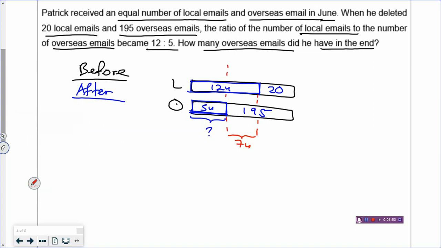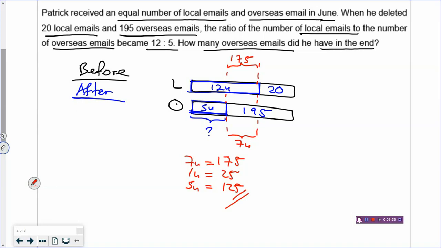And then you look at the whole numbers. What's the difference? 195 minus 20, the difference is 175, which means that your 7 units is the same as 175. So your 1 unit will be 175 divided by 7, and you will get 25. All right, so can you find how many overseas emails did he have in the end? Which is 5 units, so 25 times 5, and 125. So that's how you use the model to solve the problem, and it's a before and after. So in this problem, everything has changed, but we can still apply the model drawing. We can still apply the method over here.